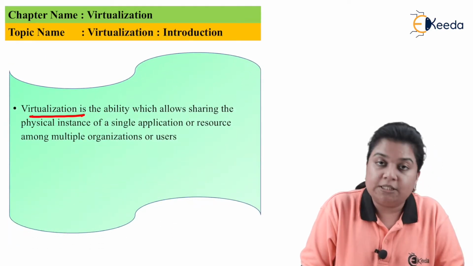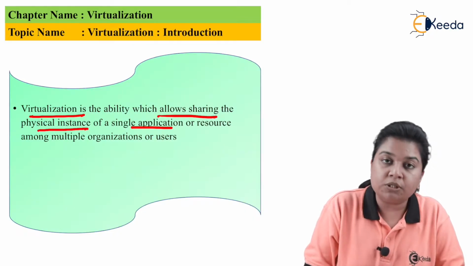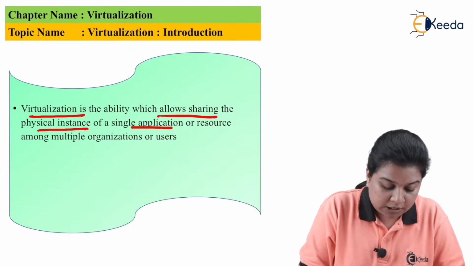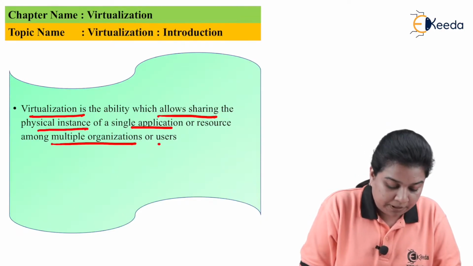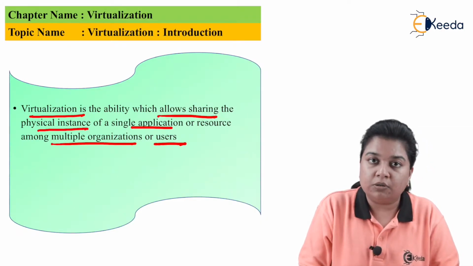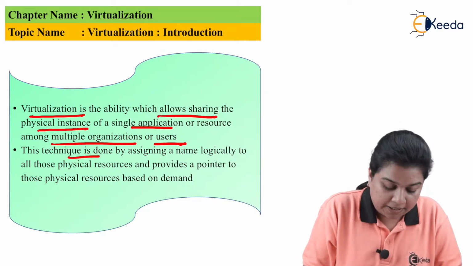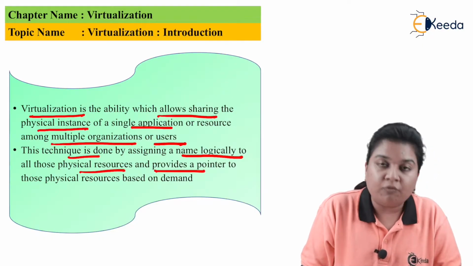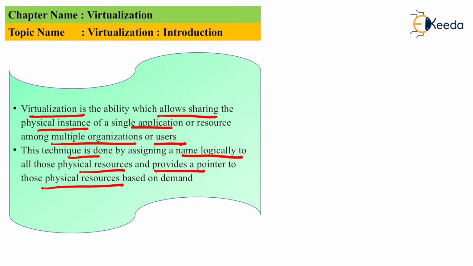Another thing is that virtualization is the ability which allows sharing the physical instance of a single application or resource among multiple organizations. Now we have seen before it shares a single application to multiple users, multi-tenancy. Now between multiple organizations and users also. This technique is done by assigning a name logically to all those physical resources and providing a pointer to those physical resources based on demand.